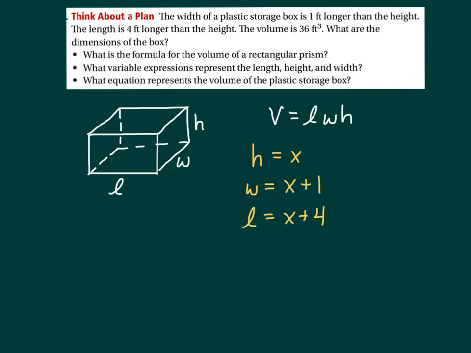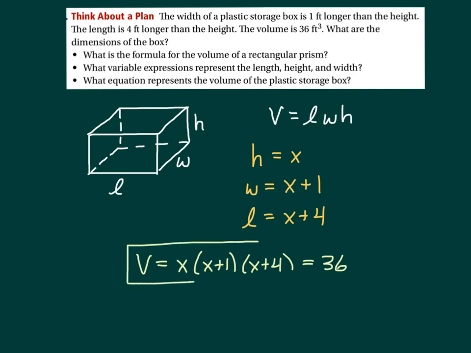Bullet point 3. What equation represents the volume of the plastic storage box? Volume is x times x plus 1 times x plus 4. And yeah, they tell us that the volume is 36. So with this, you guys would be able to, in your calculator, find out what value for the height gives you maximum volume. You'd graph that, you'd subtract the 36 over, then you'd graph it. Or no, they've given you the volume, so you'd be able to graph it and find out what the height is, right? You'd graph it and calculate the 0. So that's how you would do a problem like this.